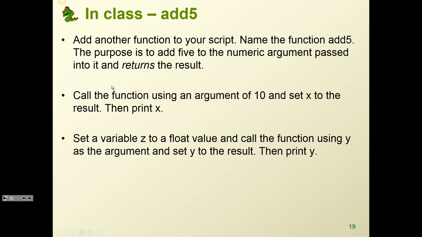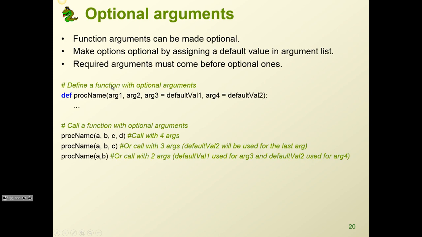Okay, we don't have time for add 5. We'll just go over optional arguments and then we'll split. So optional arguments: in some cases, you may want to allow the user to, just like you know about the tools, right? They have required and optional arguments. You may want to do the same kind of thing for your own functions. You may want to have some default values that they're set to if the person doesn't pass in arguments.